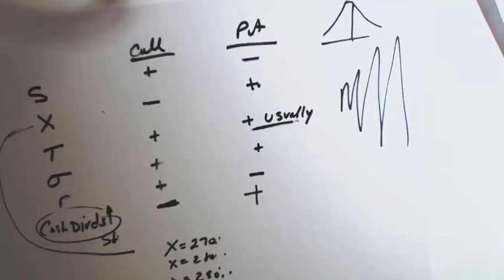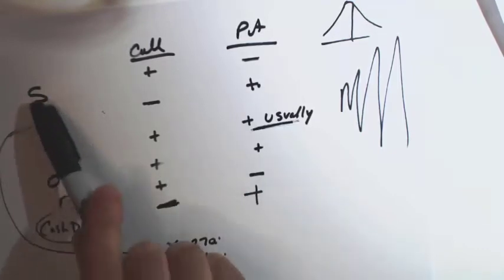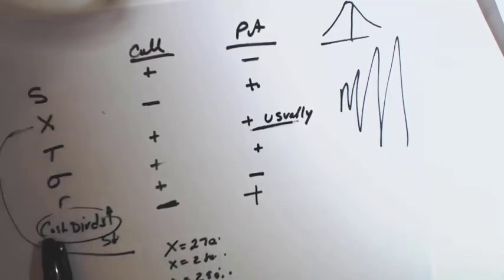So this is a nice summary of the relationships between puts and calls and the changes in the underlying factors. It's a nice summary of what we covered in the chapter. And we'll be employing these concepts later on in the next couple of chapters.